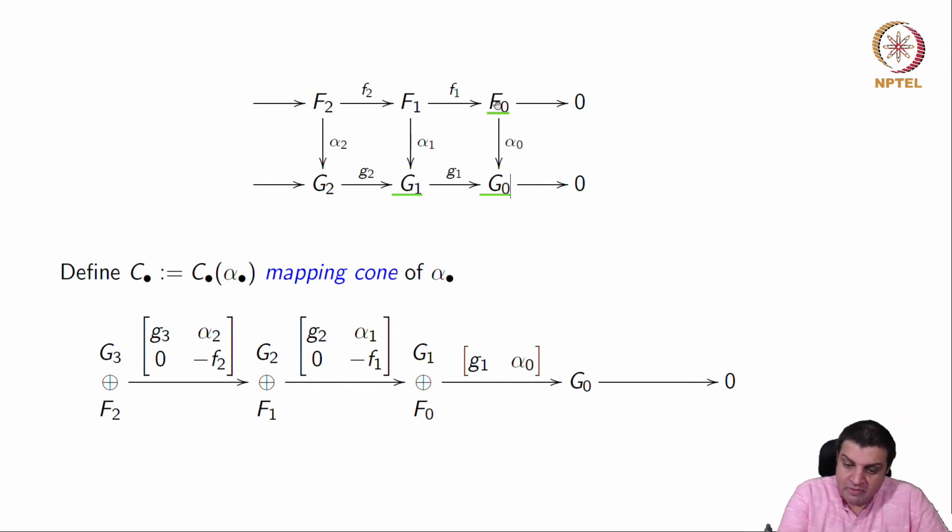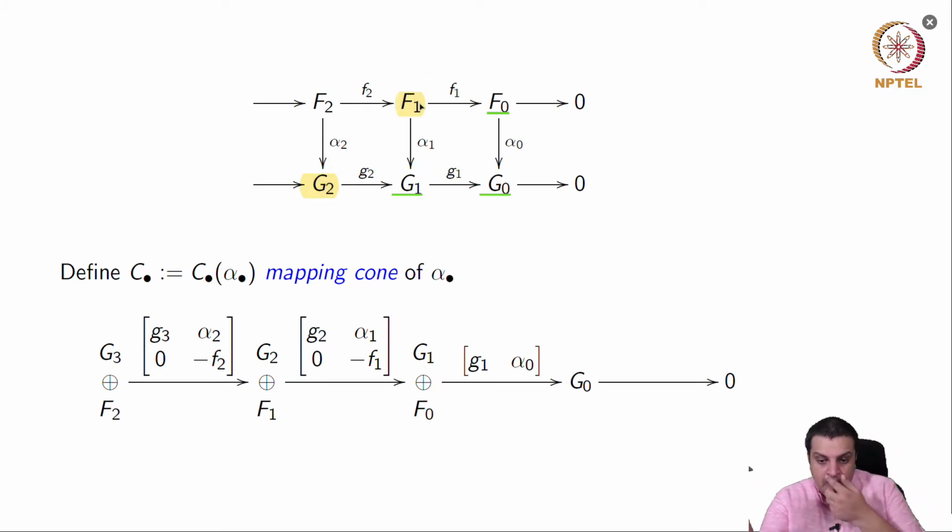Now in the second position of this new complex, we have G1 plus F0. So the things are on this diagonal like this. G1 plus F0, and there are two modules behind them which map to these. That is, there is G2, and then there is F1. F1 maps to G1 and F0. So F1 maps to F0 through the map little f1, to G1 through the map alpha 1, and G2 maps to G1 through the map little g2. So let's put that together here.